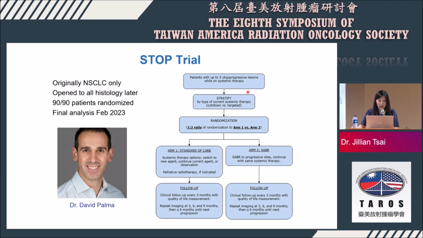There were patients with up to 5 oligoprogressive lesions after systemic therapy. I want to emphasize that they can have up to 5 progressive lesions, but they can have more than 5 stable lesions that are not progressing. So these are not oligomet patients. They have more disease and more unstable disease than the oligomet patients. This patient cohort was randomized 1:2 to the addition of SBRT to the progressive sites only, with the stable sites not treated, versus standard of care. You will see the results presented in this year's ASTRO late breaking.